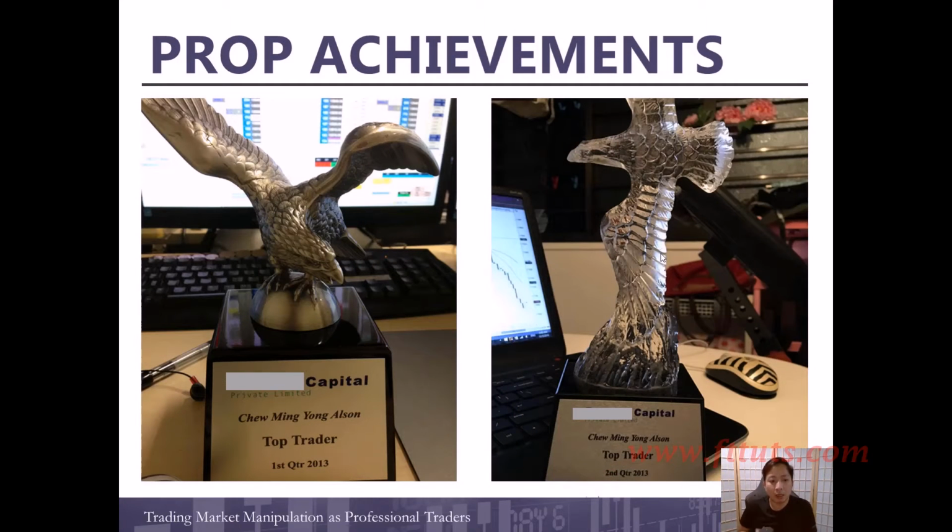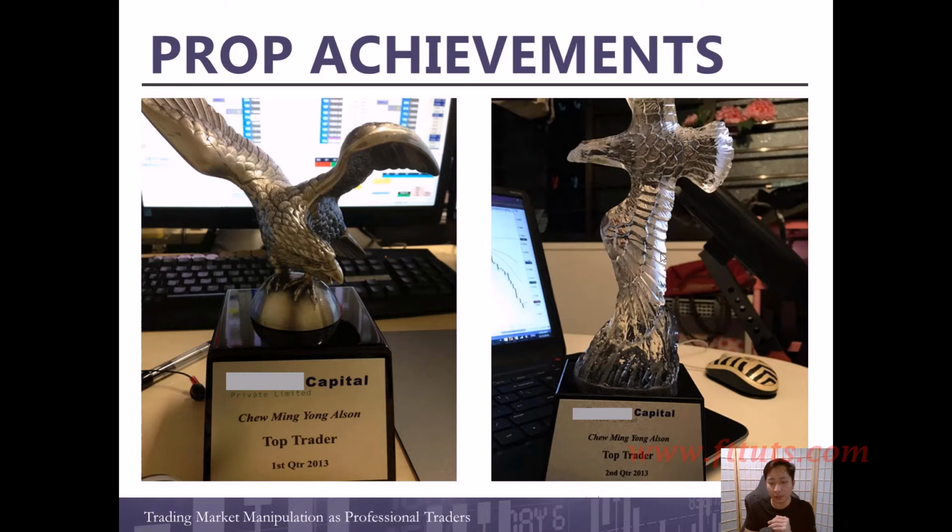And these are the trophies that I received when I achieved the top trader award. I'm not a trophy person. In fact, I don't really display this at home, because I always want to look forward. But I still keep all of this for memory's sake.